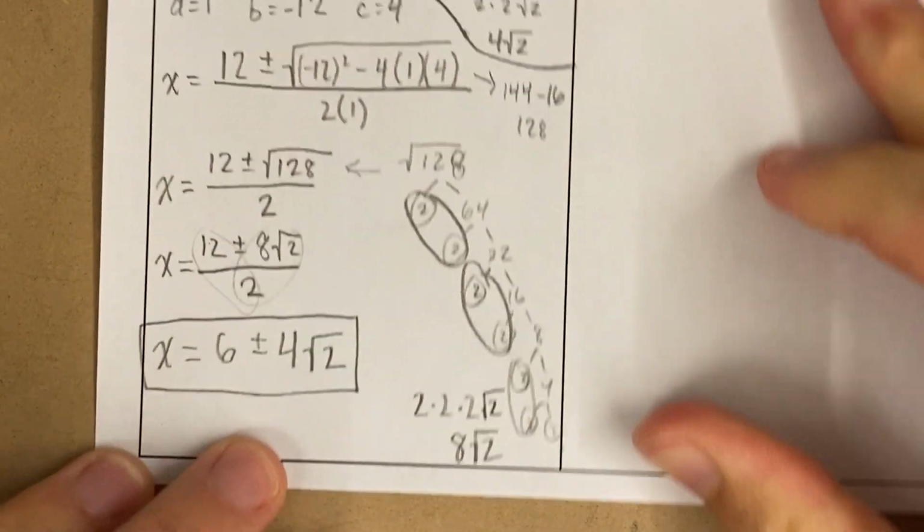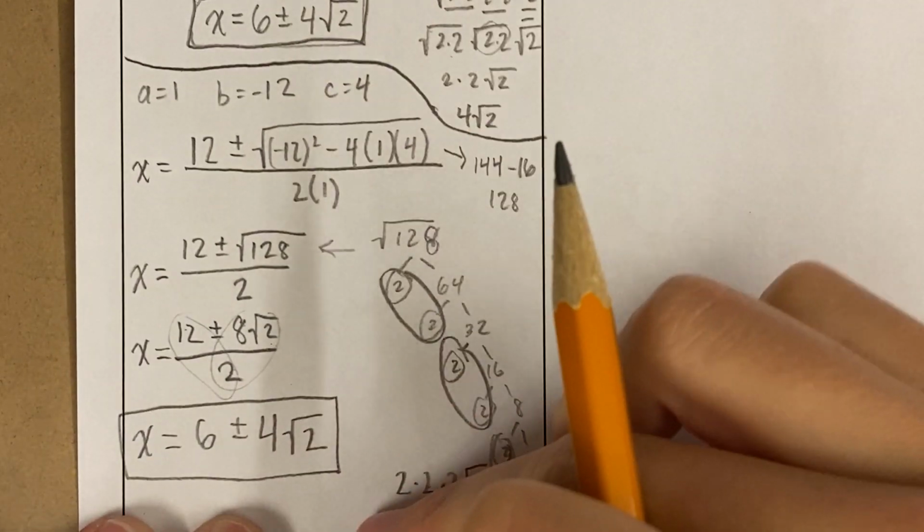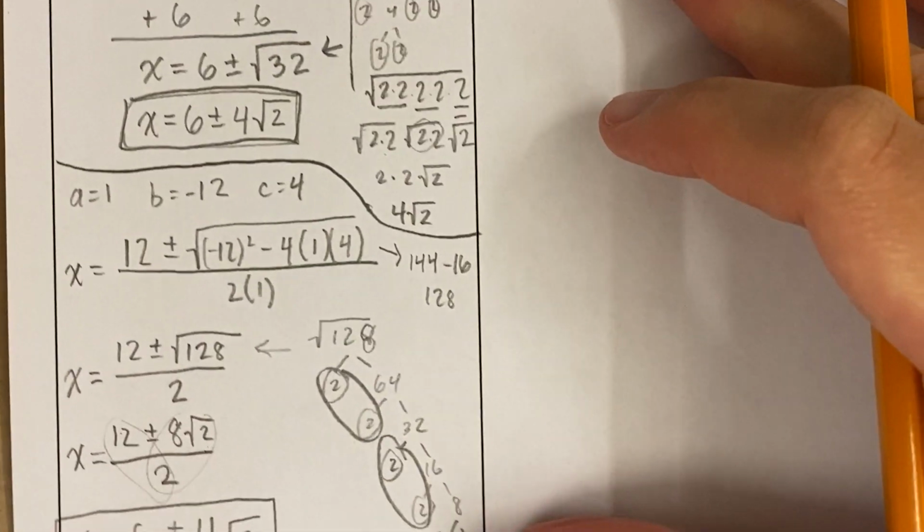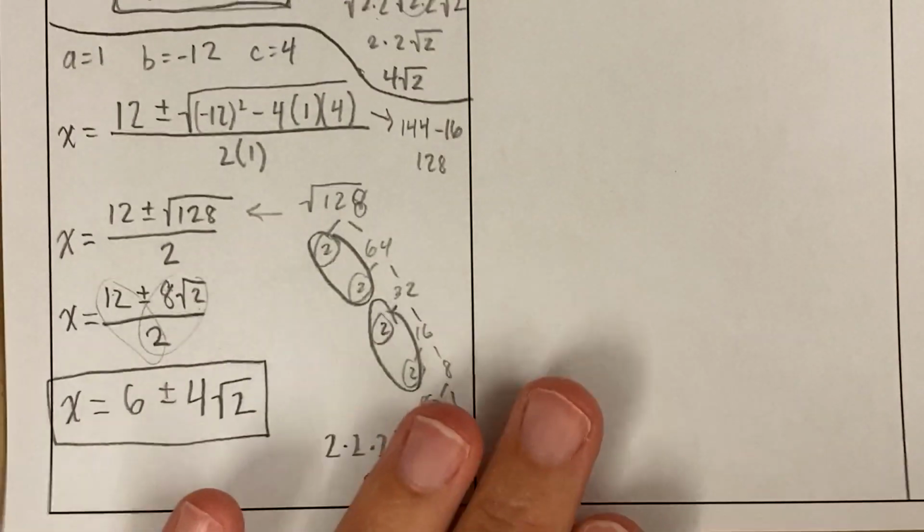It's fully simplified. Notice it's the same answer, just 2 different methods. So you can use the quadratic formula, that's fine. You can use completing the square, that's fine. You can do both to check your work, that's fine. Okay, but this is a tricky problem.